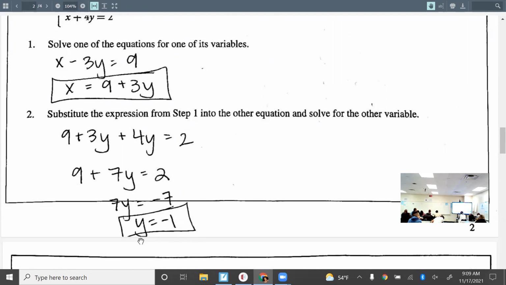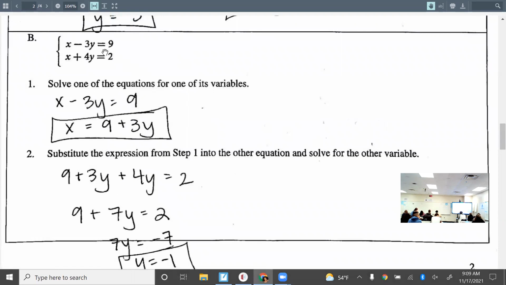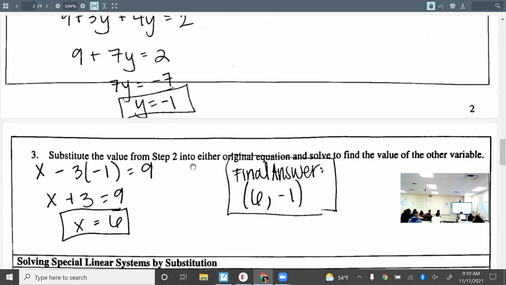All right, and from there, you take whatever value that is and plug it into one of the original equations. It does not matter which one. Again, I just picked the top one, but you could have picked the other one. So I plug it in for the y spot. So this is what it looks like plugged in. And solve for x. So -3 times -1 is +3. Subtract 3 on each side to get the x alone, and x equals 6.